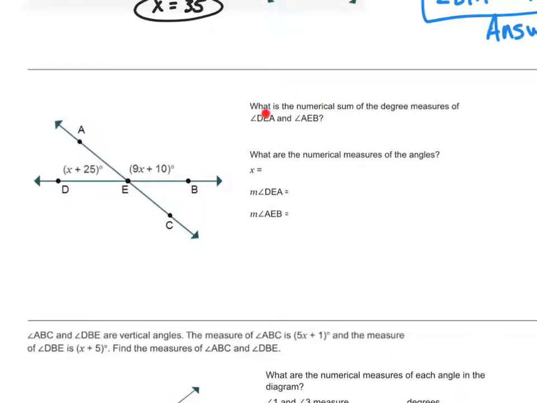Now over here it says, what is the numerical sum of the degree measures of DEA and AEB? I'm going to highlight this. Here's DEA, that angle, and then AEB, those form a straight line. So if I add these two angles together, I get a total of 180 degrees. Then it says, what are the numerical measures of the angles? But we first have to figure out what x is, and then we have to figure out each individual angle.